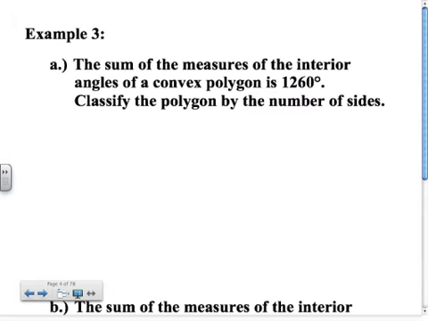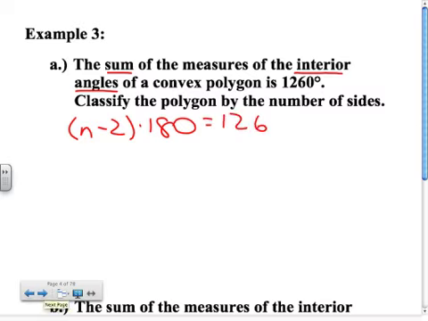So this is kind of working backwards now. It says the sum of the measures of the interior angles of a polygon is 1260. Classify the polygon by the number of sides. Well, I see sum of interior angles, so immediately I'm thinking n minus 2 times 180. And what they've done now is they're not asking us to find the sum. They give us the sum. They tell us that this is equal to 1260.